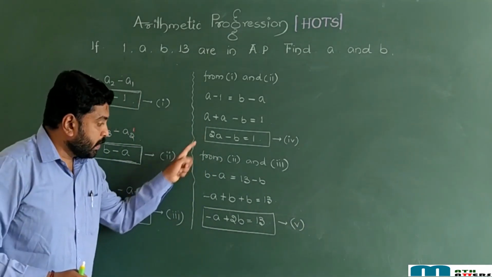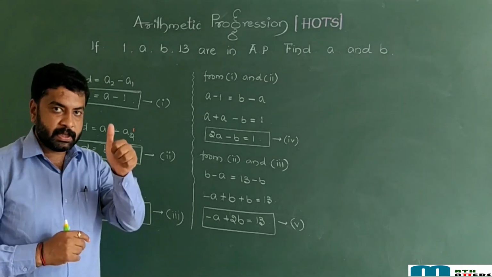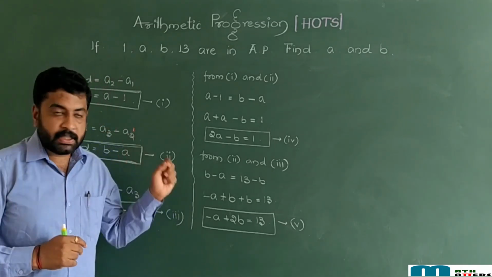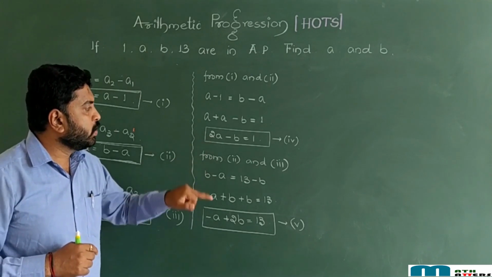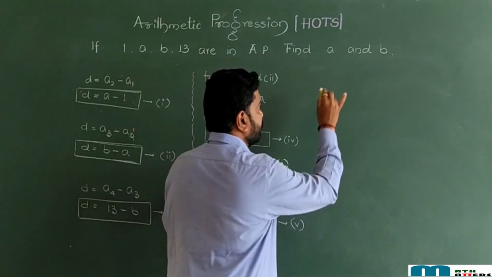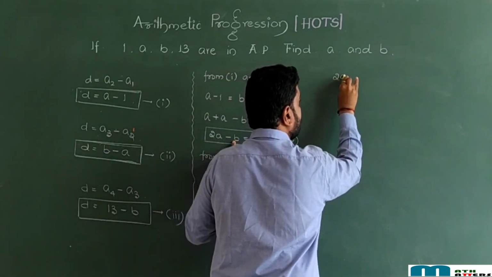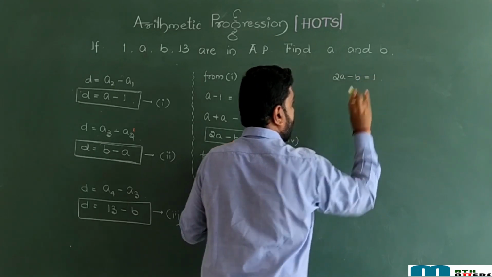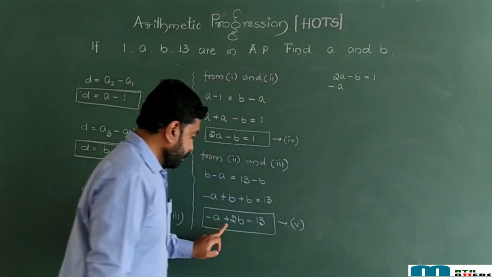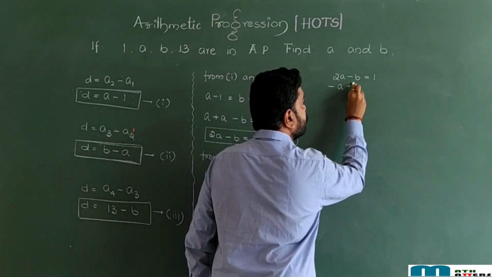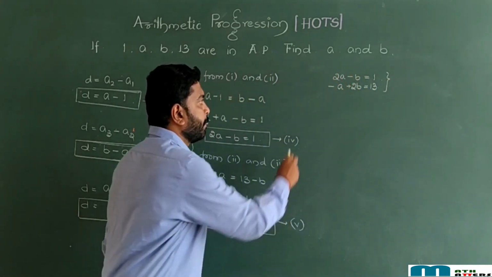Now I got two equations. Those are a pair of linear equations in two variables. What are the two variables? a and b. As I said, I will consider these two equations and solve them. Let us say 2a minus b is equal to 1. This is equation 4 I am considering. 2a minus b is equal to 1, and this, minus a plus 2b is equal to 13. These are the two equations I am considering.